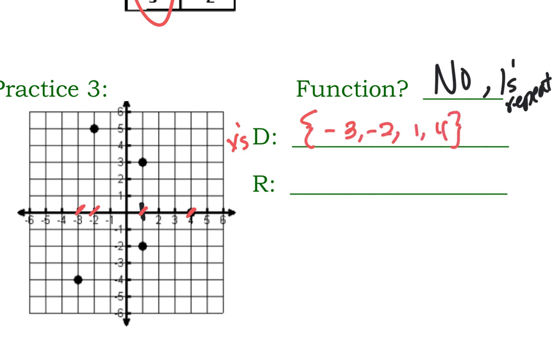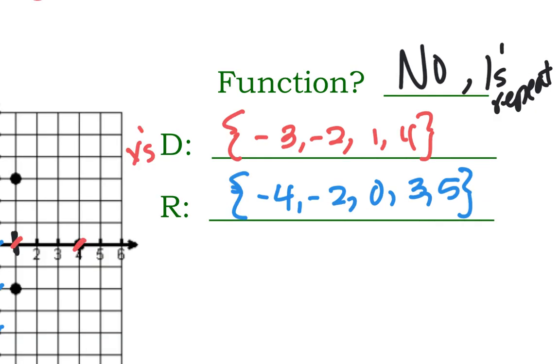All right, looking at the range. Emma, what do you have for the range? -4, -2, 0, 3, 5. 0, and then 3 and 5? All right, 0, and then she said 3 and 5. Good. Go ahead and look at that last page.